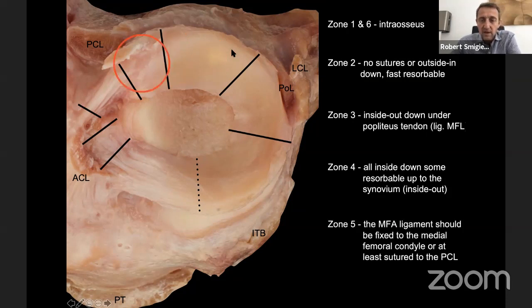Zone 5, honestly, what is exactly the biomechanical role of these ligaments, the meniscofemoral ligaments, the meniscotibial ligaments? They are fixing the meniscus and tightening the meniscus depending on flexion and extension. And in some cases, I use the Humphrey ligament to replace the lack of the posterior root to stabilize the meniscus, but I don't know exactly what to do with these ligaments.